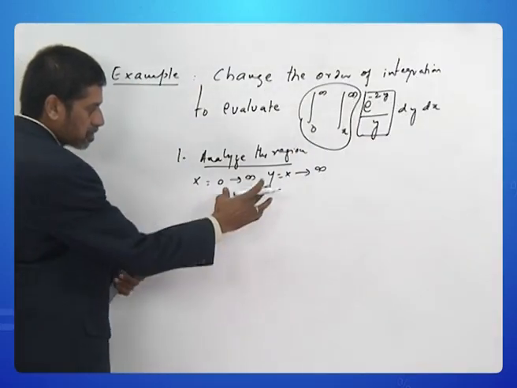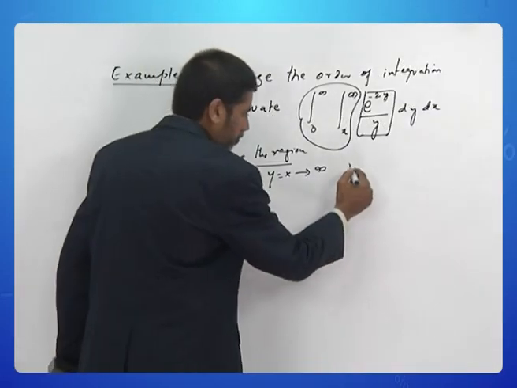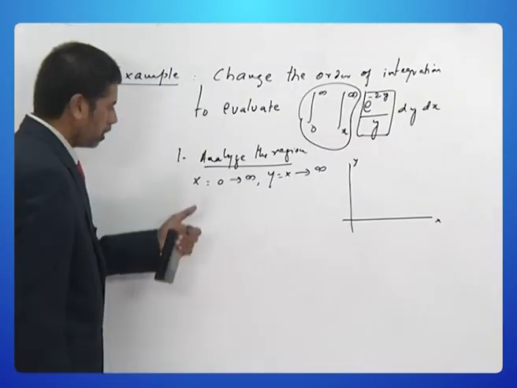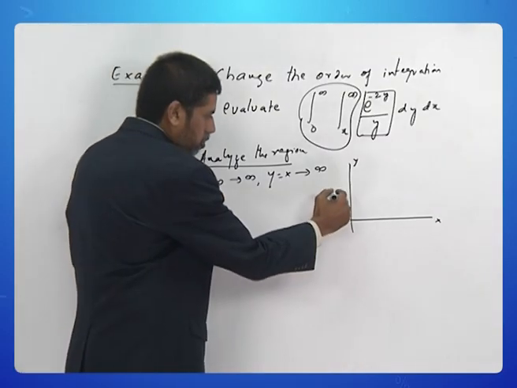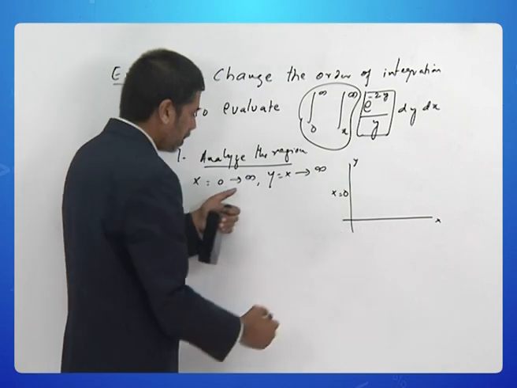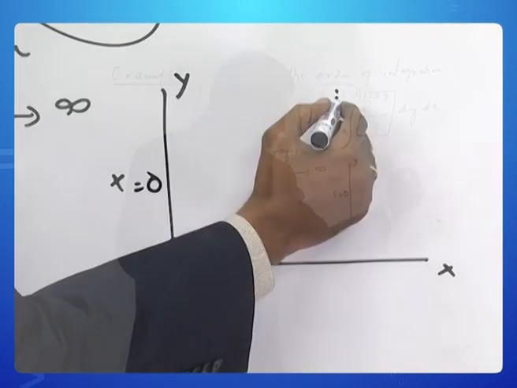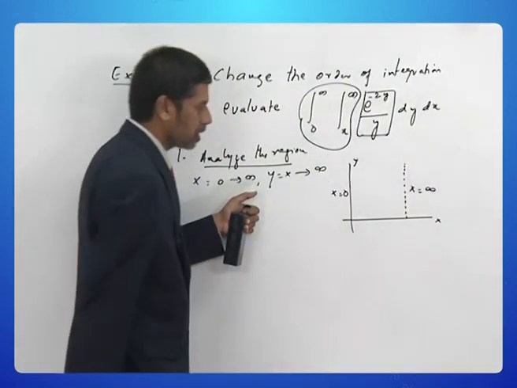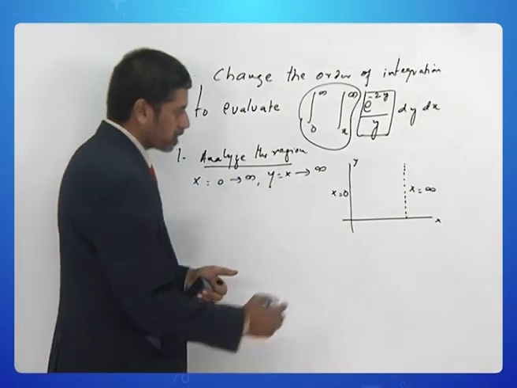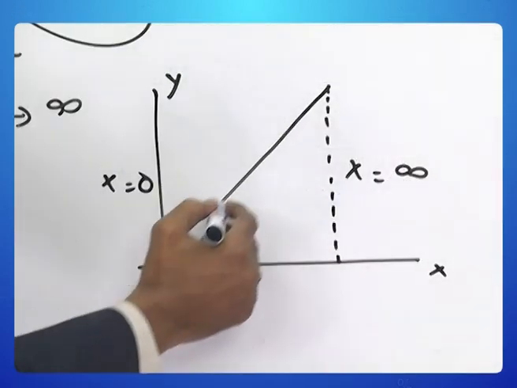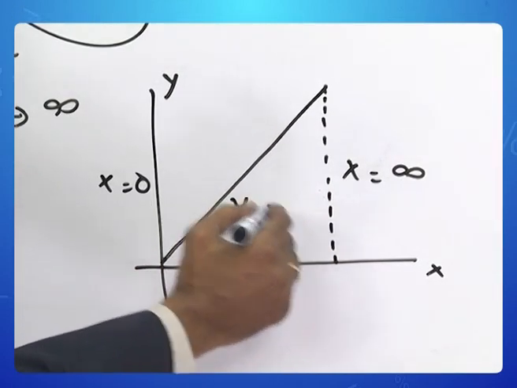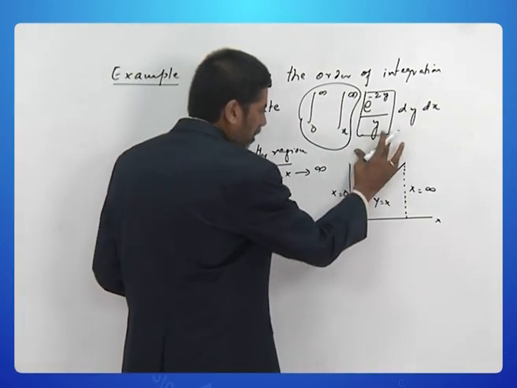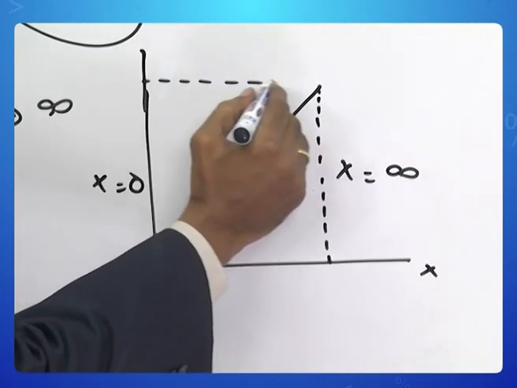Now let us first create the region for this one. X is equal to 0 corresponds to the y axis. X is equal to infinity can be considered as a line at infinity. Y is equal to x is a straight line passing through the origin, and y is equal to infinity will be like that.